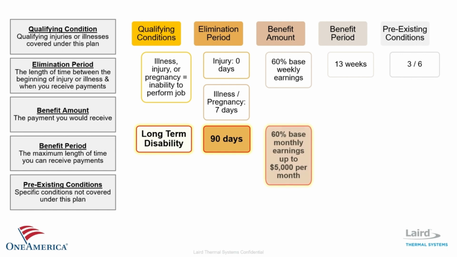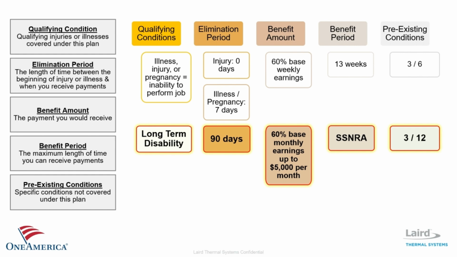The benefit amount is a monthly payment of 60% of your base monthly earnings, up to $5,000 per month. The maximum benefit period for long-term disability is your Social Security normal retirement age. The pre-existing condition terms are 3-12, meaning any condition for which you received medical attention in the 3 months prior to your effective date that results in a disability within the first 12 months of coverage would not be covered.